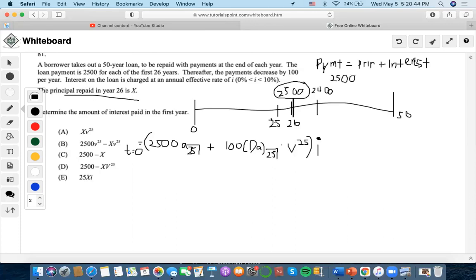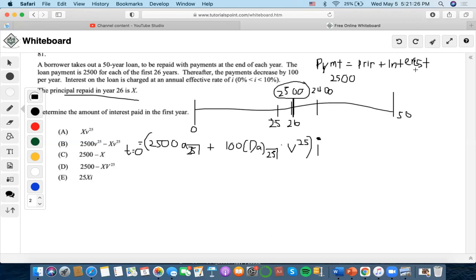Another thing is that we want to find the interest, right? Well, at time 26, the loan occurring at time 26, how do we find the interest? We take the loan and we always multiply it by the interest rate, right? Well, we know our interest rate is I. Now we want to find out what the loan is at time 26.